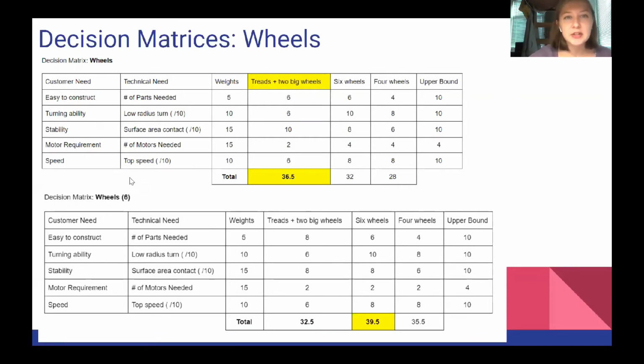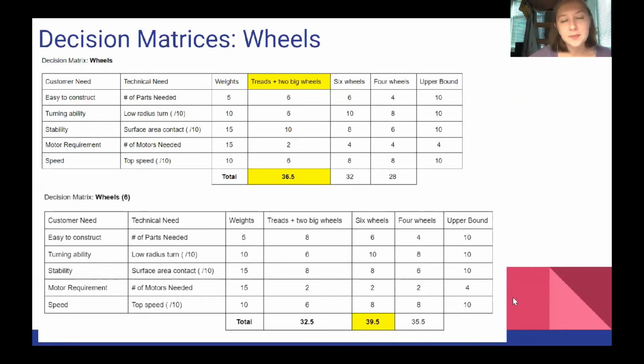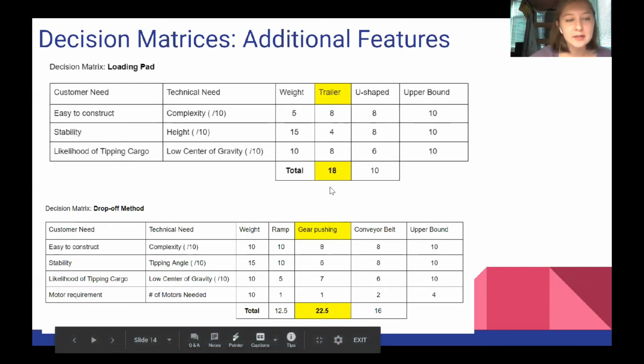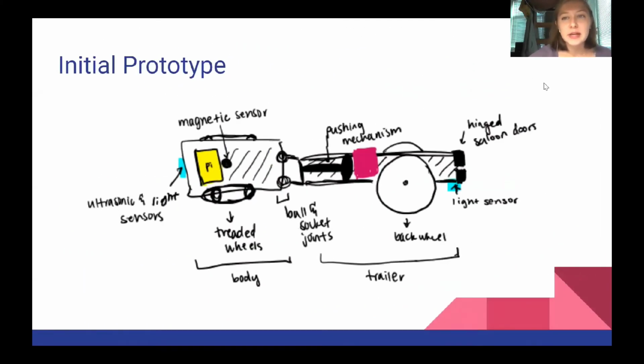In this first decision matrix, we were unable to consider the fact that the treads did not fit the wheels correctly given in the kits, and this led to unstable performance. Adjusting for stability, we found that a 6-wheel design was the best to be used in the macro rover, and we adjusted this for our second prototype. Other aspects of the design were also analyzed in decision matrices, such as the loading pad, where the trailer design was decided to be the best, and the drop-off method, where we decided on using a gear pushing method. All of these different aspects were culminated into our initial prototype.